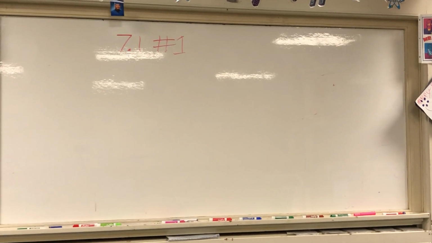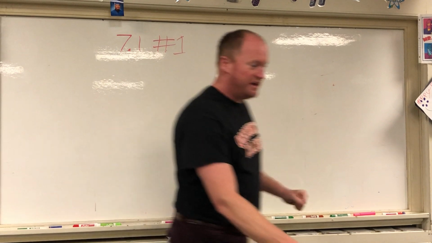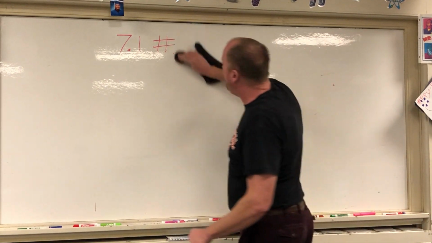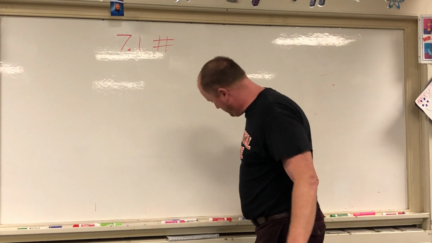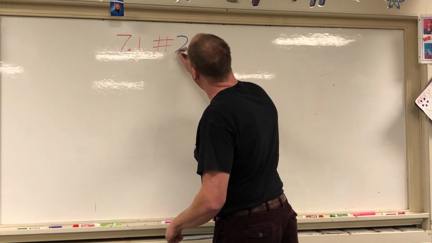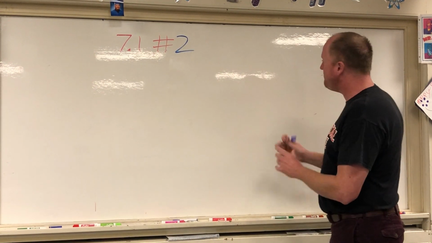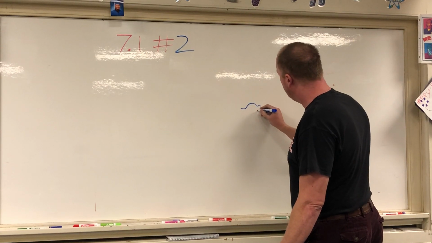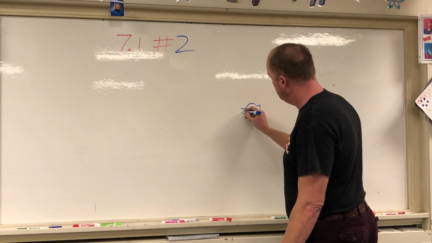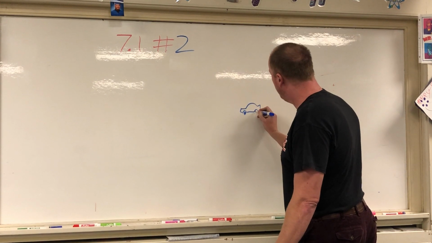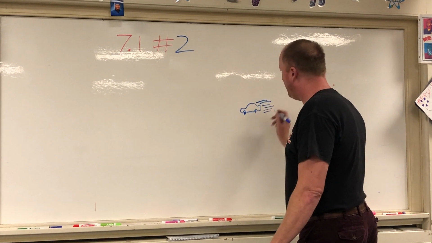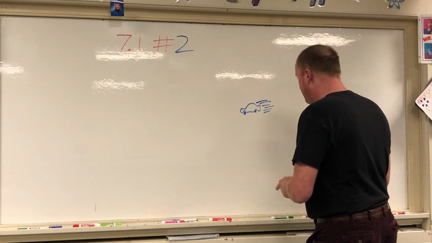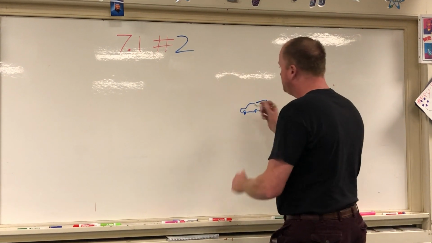Hello, hello, hello, hello! And now we are doing 7.1, number 2. Now, in 7.1, number 2, you're in your car, driving as fast as you can. And then up ahead of you is a loop-de-loop.